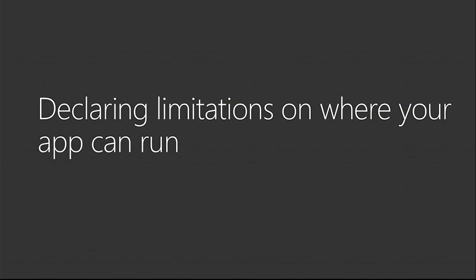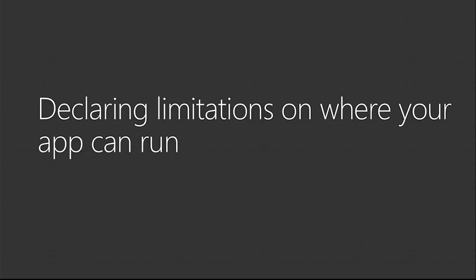Right, now, actually, this next topic is not about adaptive code, but I'm including it because it's a related subject. It's more about the store and the packaging. How about declaring limitations on where your app can run? Maybe your app will only run if device family, IoT for example, is there. Maybe that's the only one it will run on, and your app has no meaning on the other platforms.